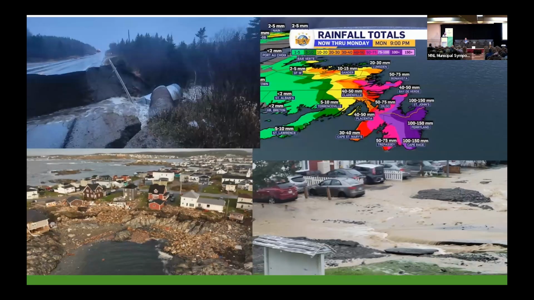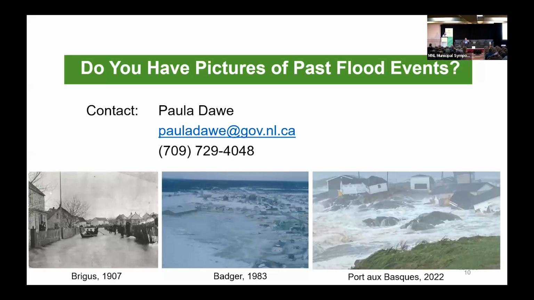So here are some pictures just from recent flood events we've seen. The one in the culvert there, that's along the Trans-Canada Highway. That was the atmospheric river that took out a bunch of the Trans-Canada Highway in, I think, 4 locations. Below that is Port aux Basques after Hurricane Fiona, and you can see flooding there in an area of St. John's and the corresponding precipitation amounts from Hurricane Earl. These are all major flood events that have happened since 2021.